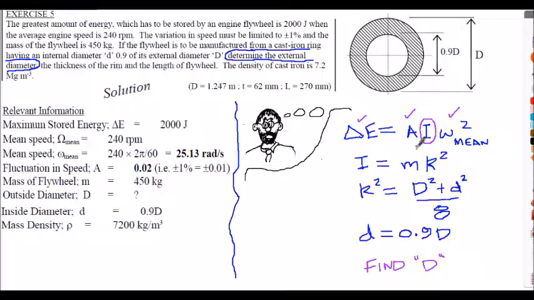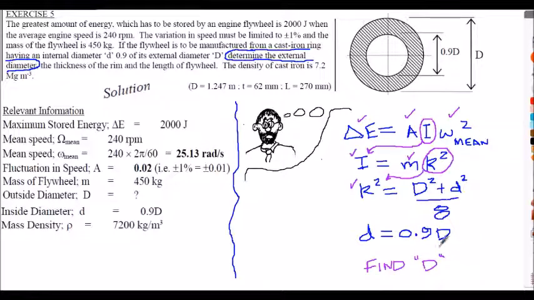We could then put it into the equation for I is equal to mk squared. We know the I then, we know the mass given in the question. We could rearrange the equation to find the radius of gyration squared. We could then put that into this equation, the k squared equals the outside diameter squared plus the inside diameter squared divided by 8. But the problem here is that we have two unknowns. We know the k squared from the line above, but we don't know the capital D, the outside diameter, and we don't know the inside diameter.